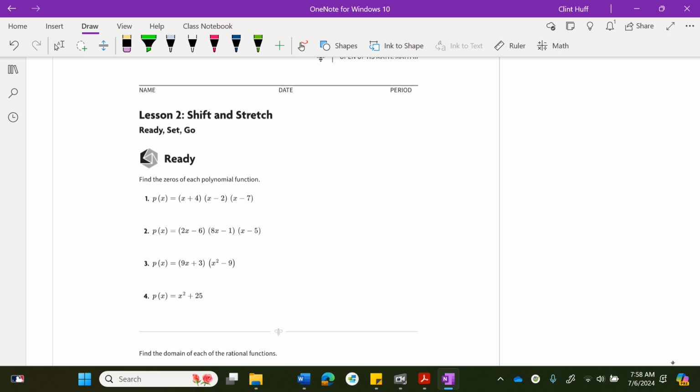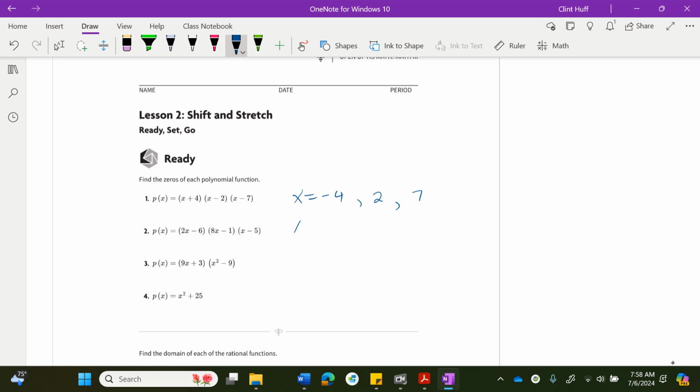So on number 1, if we set x plus 4 equal to 0, we're going to get x equals negative 4. If we set x minus 2 equal to 0, we're going to get x equals 2. If we set x minus 7 equals 0, we're going to get x equals 7. Okay, on number 2, same approach.